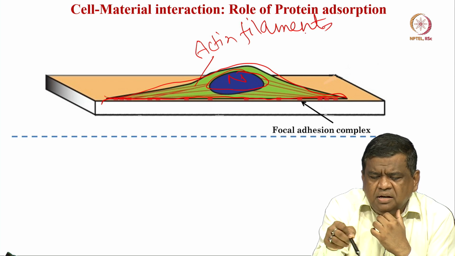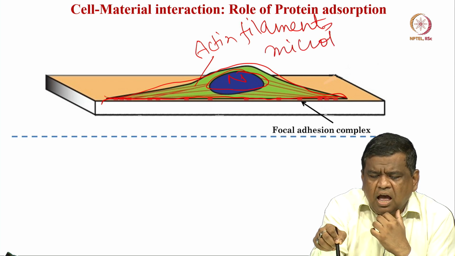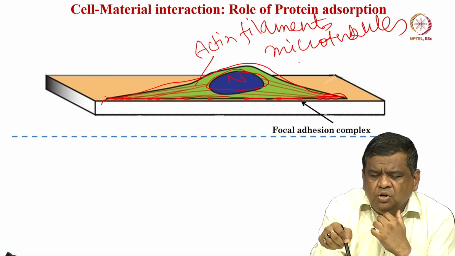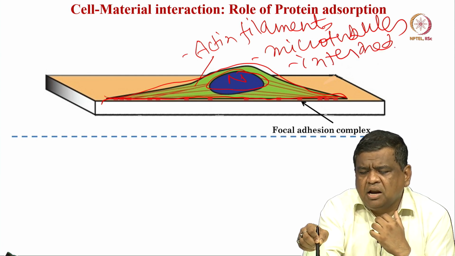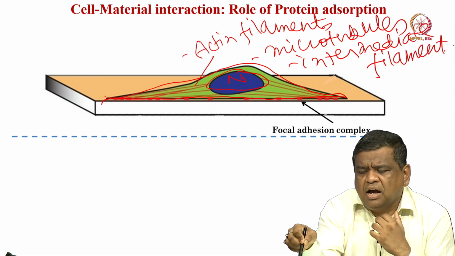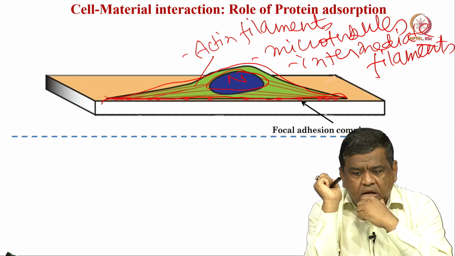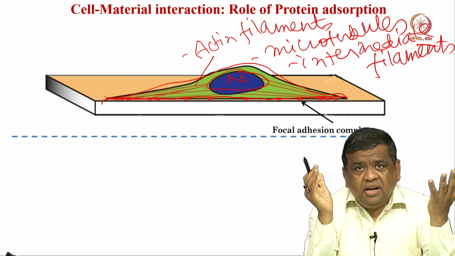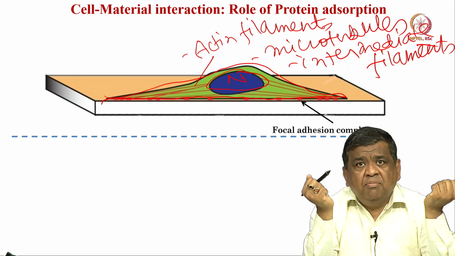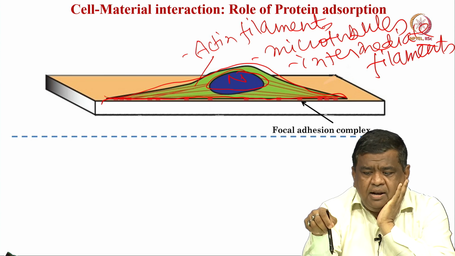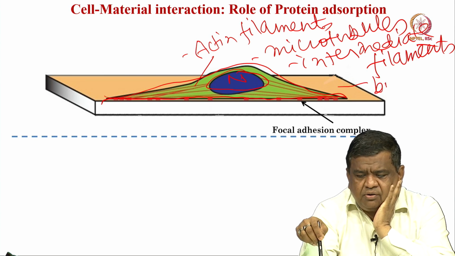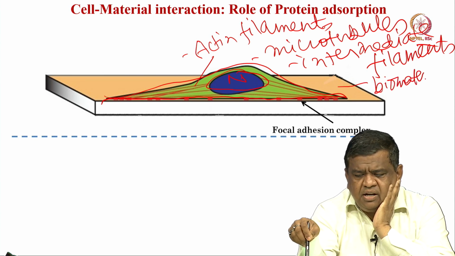Cytoskeleton has actin filaments, it has microtubules and it has intermediate filaments. So, all the three, actin filaments, microtubules and intermediate filaments, essentially constitute the cytoskeleton, right. So, when a eukaryotic cell interacts with the biomaterial surface, what has been shown here is a single eukaryotic cell, and this is your biomaterial substrate.